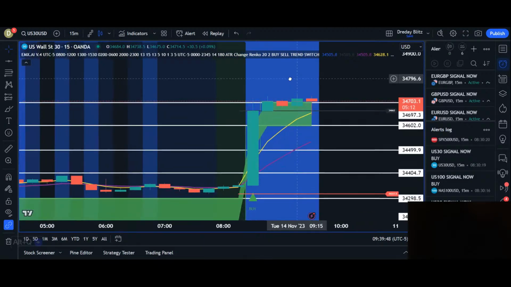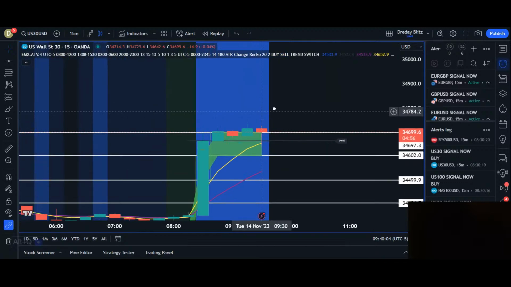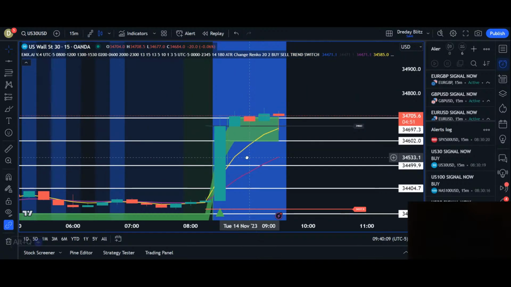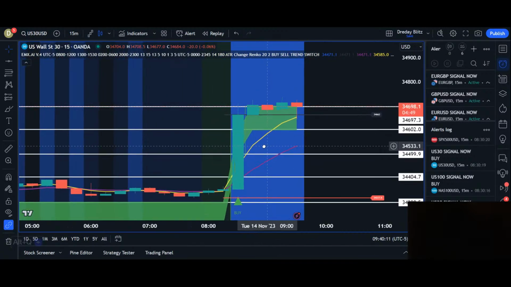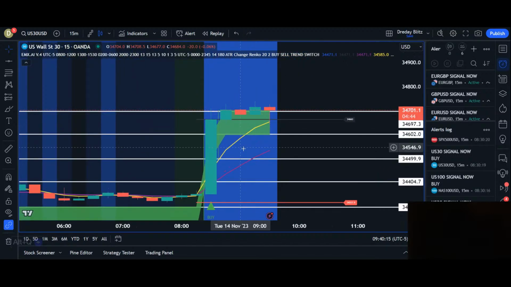Now, if you had taken the trade right here, you would know that it's going to go in that direction, and you should expect being here. What I'm looking for to get out of the trade is a reversal, meaning that the Renko bar color will switch from green to red.